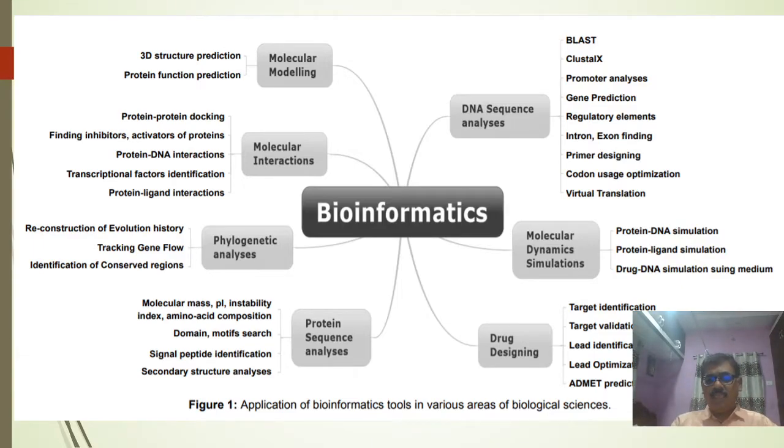That is DNA sequence analysis, molecular dynamics simulations, drug designing, protein sequence analysis, molecular modeling, molecular interactions, and phylogenetic analysis. All these are the basic tools of bioinformatics that are very useful in the life sciences.